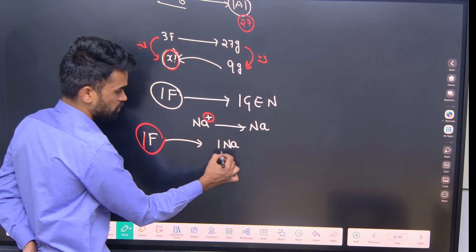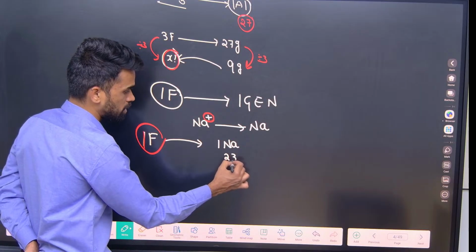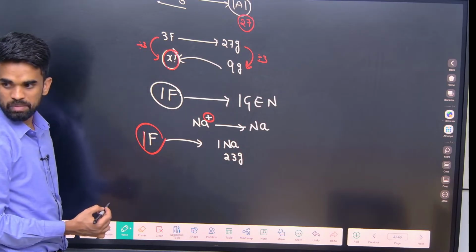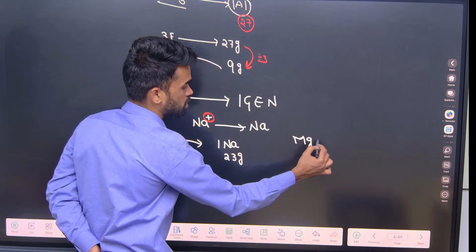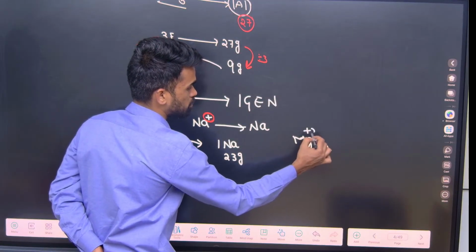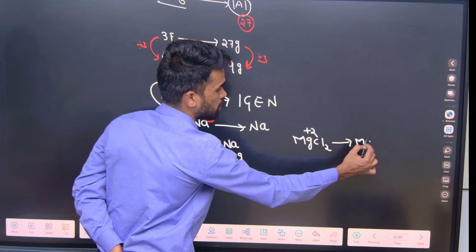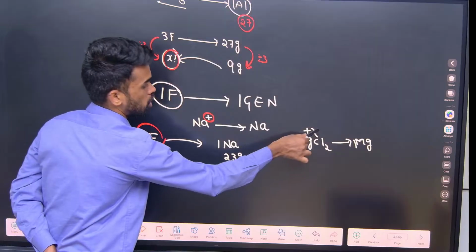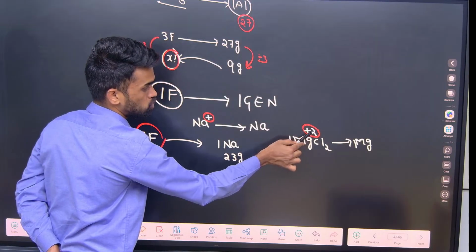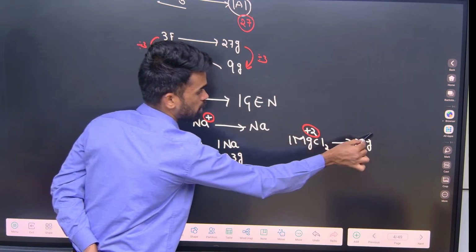So that is, I can say 1 mole of sodium metal, or 23 grams of sodium, is deposited. Now similarly, there is magnesium plus 2, like MgCl2 solution. From this, magnesium metal should be deposited. Now tell me, how many Faradays are required to deposit? What is the charge here? We are seeing plus 2. So plus 2 should convert into 0.